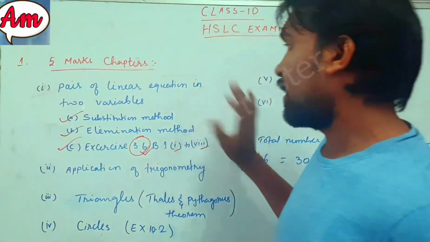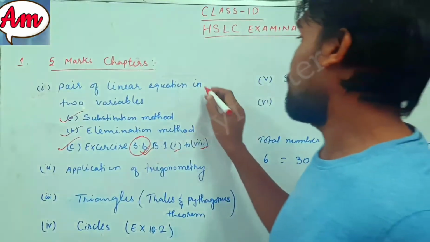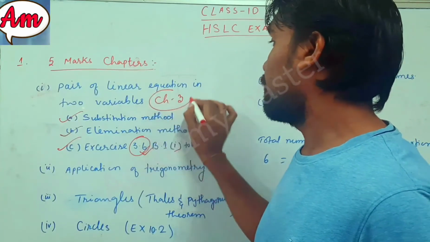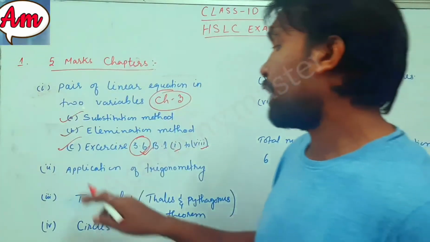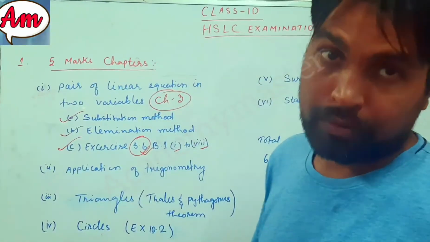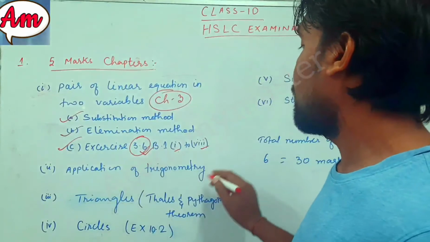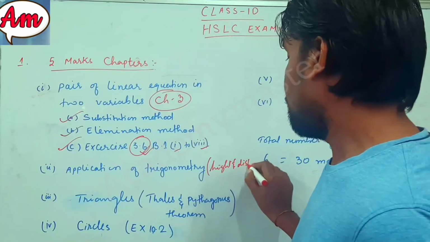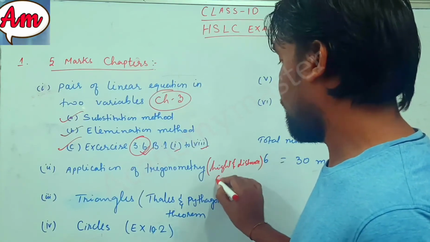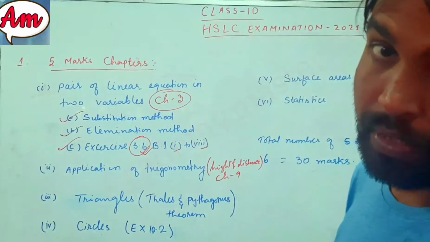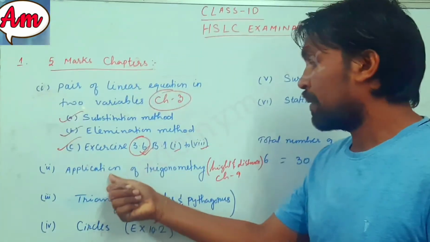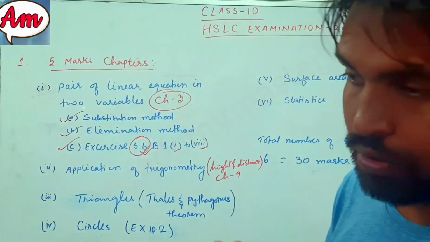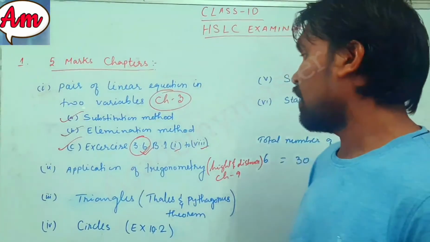Now this is clear which chapter it belongs to. This is pair of linear equations in 2 variables, chapter 3 in your NCERT book. Now coming to the second chapter from where you will get a 5-mark question: applications of trigonometry, that means height and distance. From there one question is confirmed to come for 5 marks. It is chapter 9 in your textbook. From here also one 5-mark question is surely going to come in your board examination, so you have to practice this chapter.